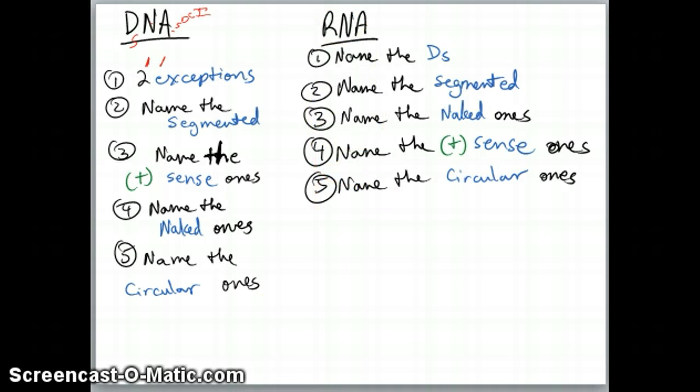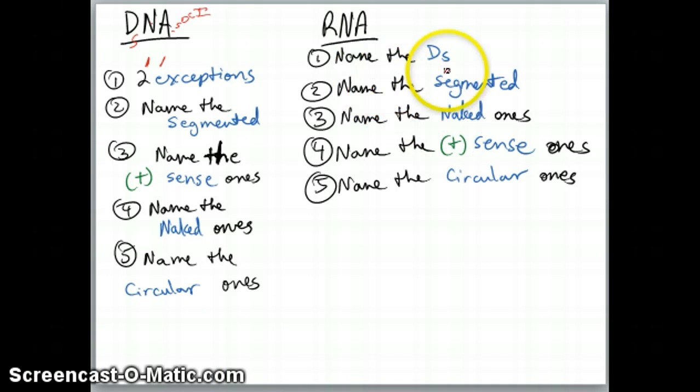Next up, let's name the circular ones. What are the circular DNA viruses? The two cojones, right? You got the HBV. All right, and then you have the papovaviridae, which is once again the polyoma and the papilloma, right? All right, let's move over to RNA now.